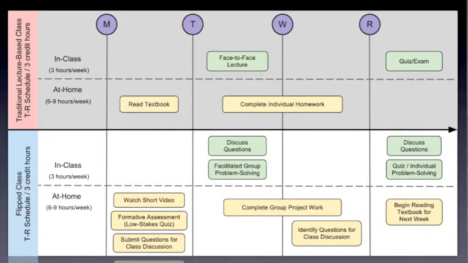And this is sort of a very generalized, generic version of what would happen in a normal classroom for a Tuesday, Thursday class. So Monday night, students are reading the textbook and going through some of the reading materials that they need to do for the purpose of class on Tuesday. On Tuesday, we do a face-to-face lecture. Over the course of Wednesday, we do some kind of homework, and then in class on Thursday, I might do a quiz or an exam.